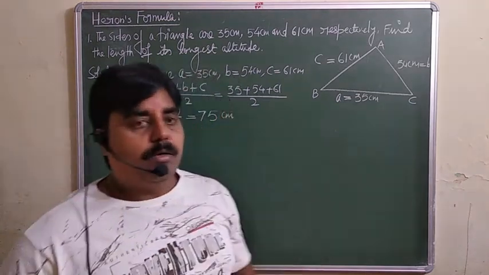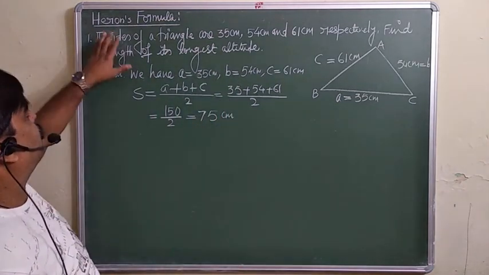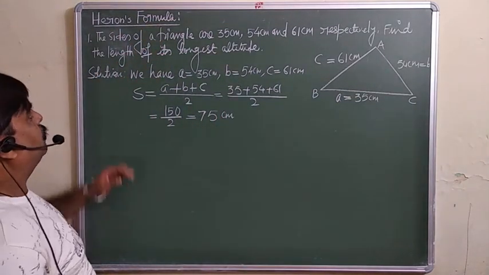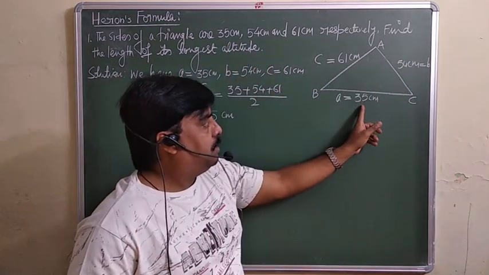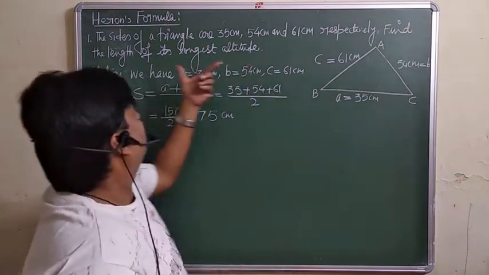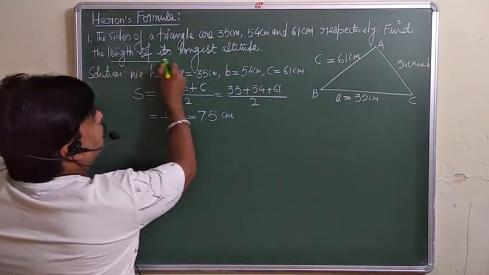Hello everybody. Now a few more questions I am going to discuss based on Heron's formula. The question is: the sides of a triangle are given. We want to know the length of its longest altitude.